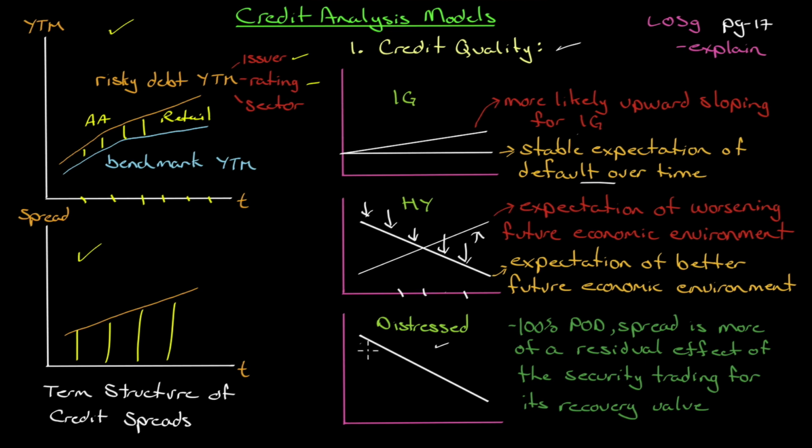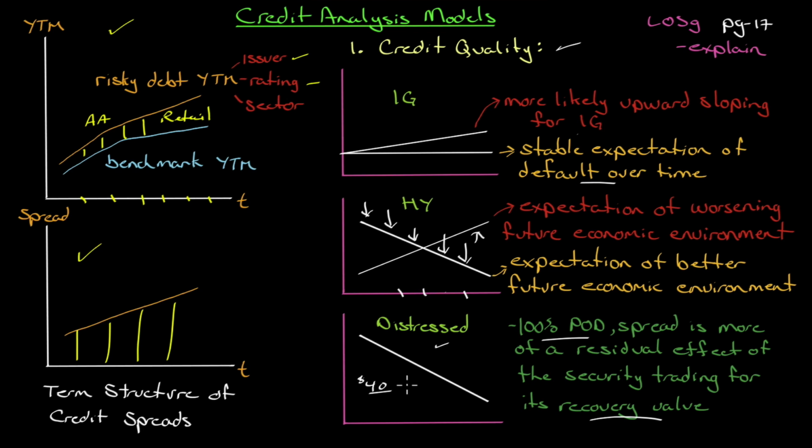For distressed securities, we would have a downward sloping term structure of credit spreads. For a distressed security, we have 100% probability of default. So it's not really so much a spread. The spread is a residual effect of the security trading for its recovery value. So let's say we know that we're going to get 40 cents on the dollar. Distressed debt will trade for $40 per 100 of par. And you're probably thinking, why would anybody pay $40 for this just to have to sit and wait for a liquidation and get $40 back?